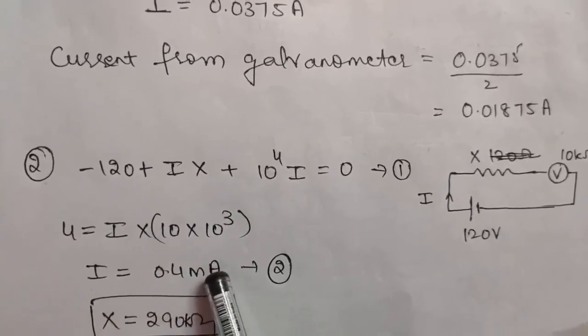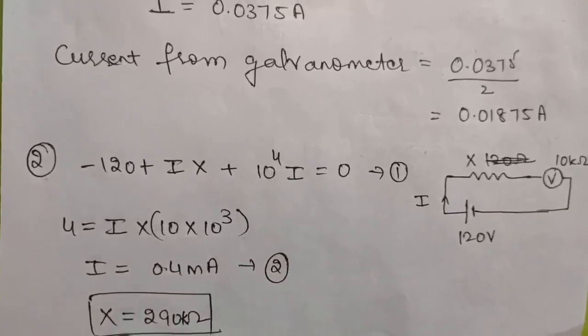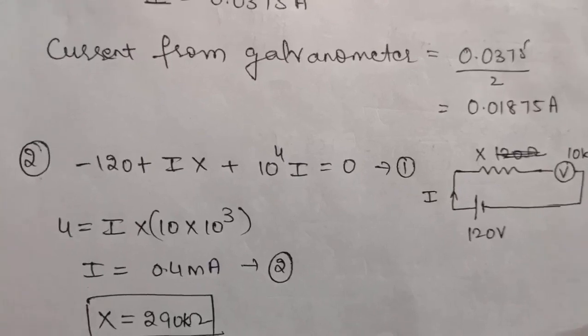Just put the value of I from second equation in the first equation. You will get the value of X to be 290 kilo ohms.